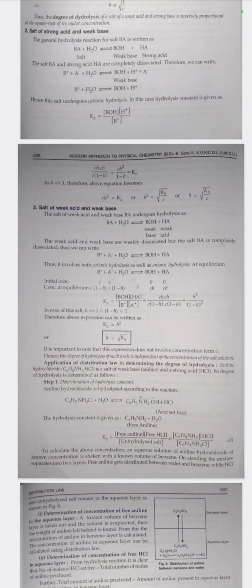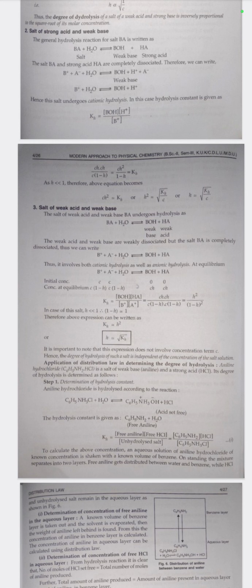Kh is equal to [BOH][HA] by [B+][A-], which is equal to Ch times Ch upon C(1 minus h) into C(1 minus h), which is equal to h square by (1 minus h) square. In case of this salt, h is very small compared to 1, that is 1 minus h is equal to 1. Therefore, the above expression can be written as Kh is equal to h square, h is equal to the square root of Kh. It is important to note that this expression does not involve concentration terms.